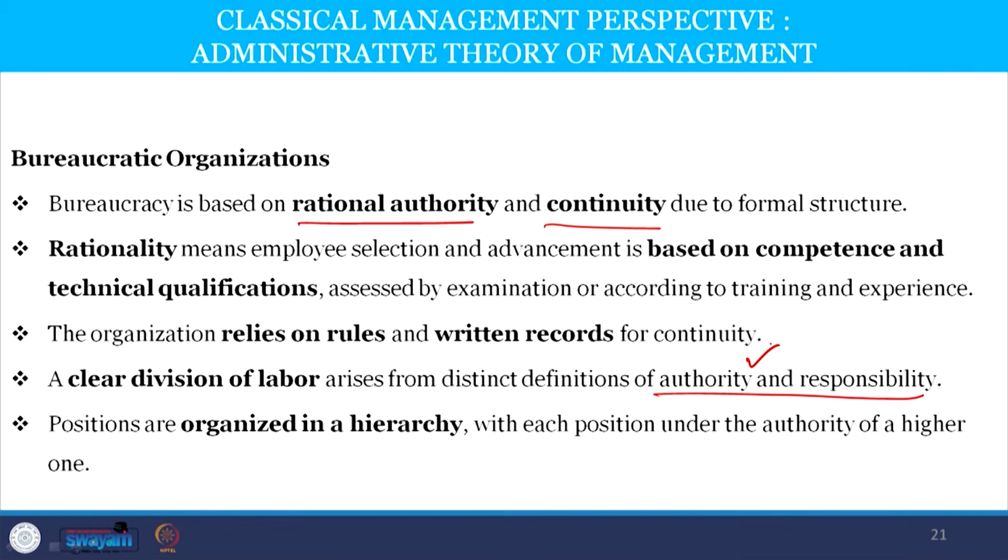So, positions are organized in a hierarchy with each position under the authority of a higher one. Positions in the organization are in a hierarchical order, with each position under the authority of a higher order or higher manager.